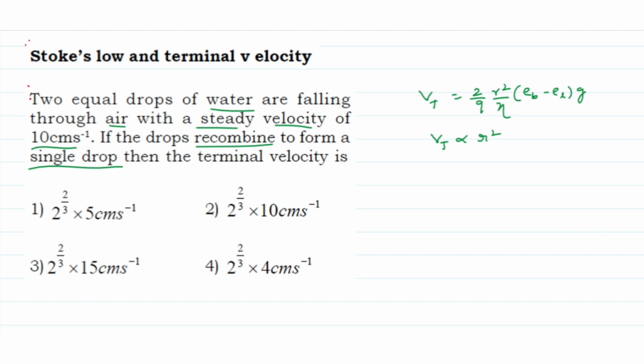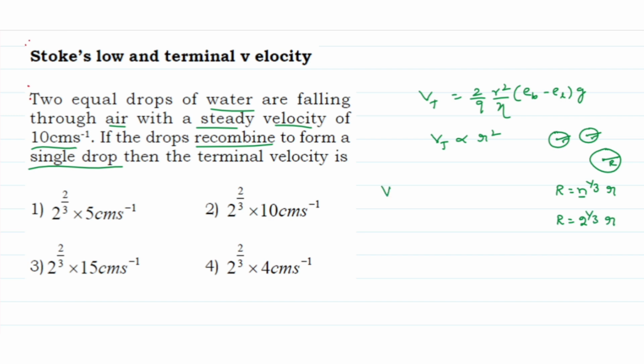Now the question is given as 2 equal drops of water. This is one single drop and this is one more single drop, with radius r and r. Now the radius becomes capital R. There is a relation between capital R and small r: R equals n power 1 by 3 into small r, where n is the number of drops being combined. Here 2 drops are combined, so it becomes 2 power 1 by 3 into small r.